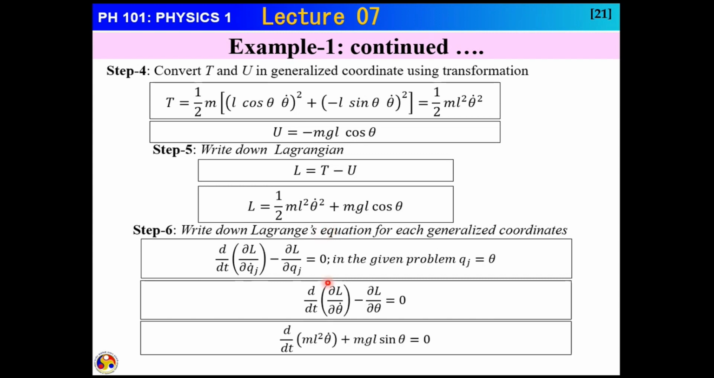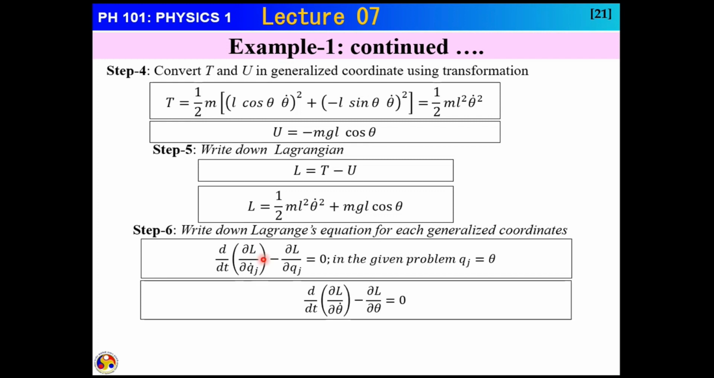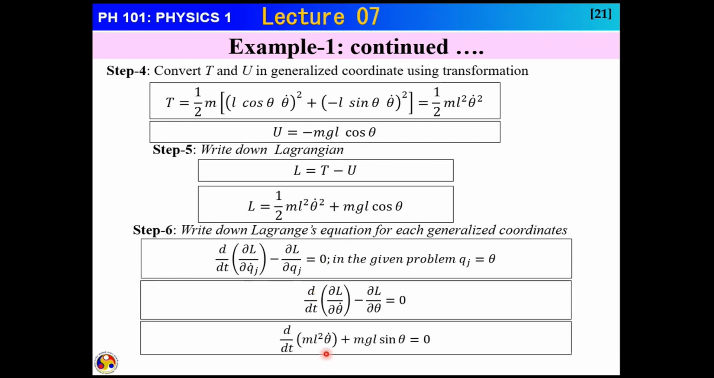So we are going to do the differentiation with respect to theta dot. Here, half is constant, m is constant, L is constant. So if you do the partial differentiation with respect to theta dot, it will become 2 theta dot. The 2 cancels, and ml square theta dot will be coming.